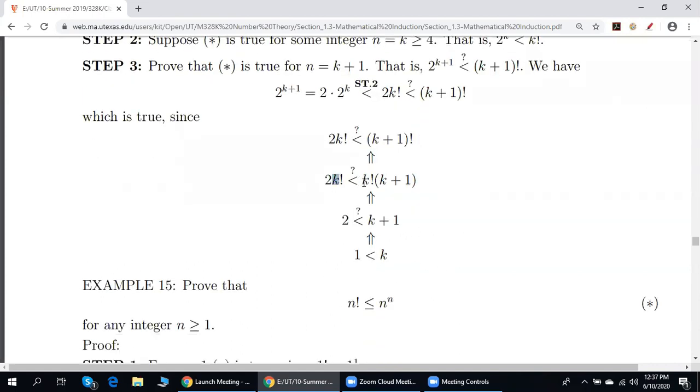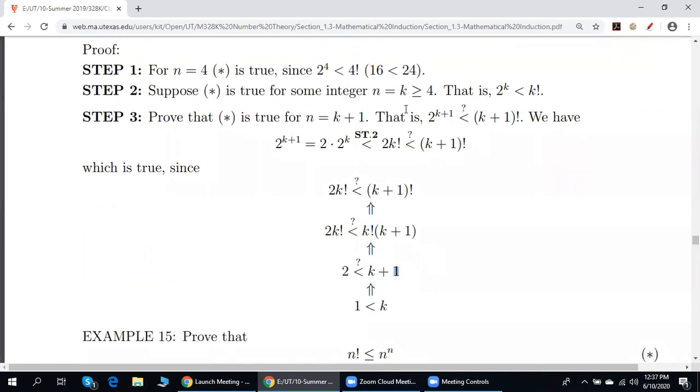Lastly, we cancel out k factorial, done. We subtract 1 from both sides, we get the following. K is greater than 1. This is true because k is greater or equal to 4. So the question mark here is gone. Lastly, this implies this, which implies this, which implies this.